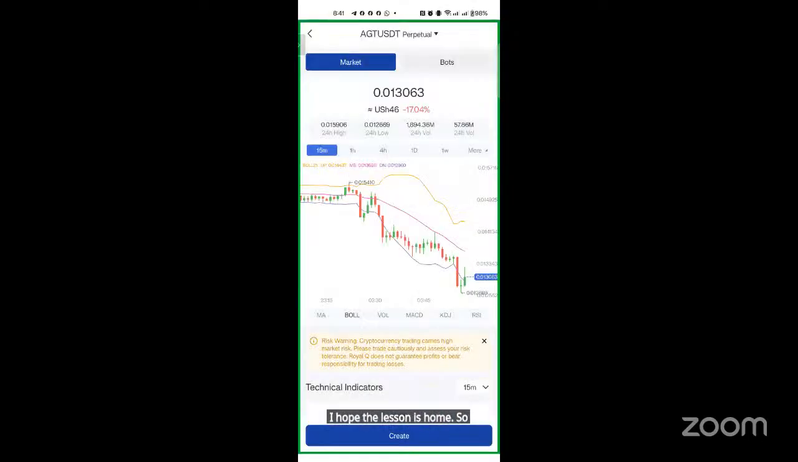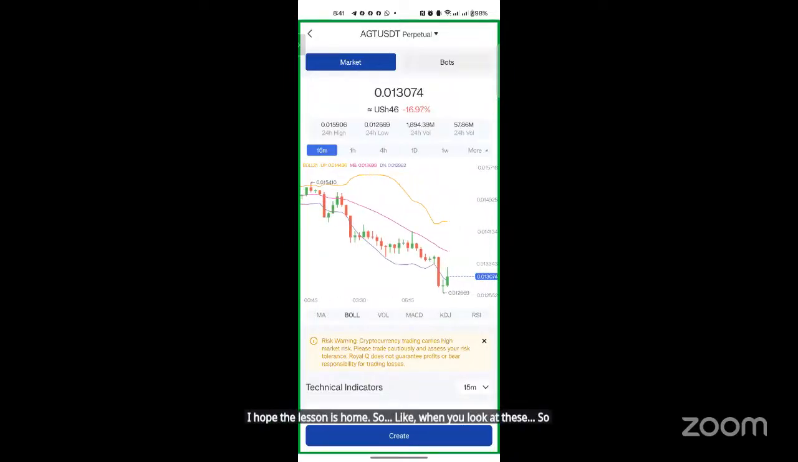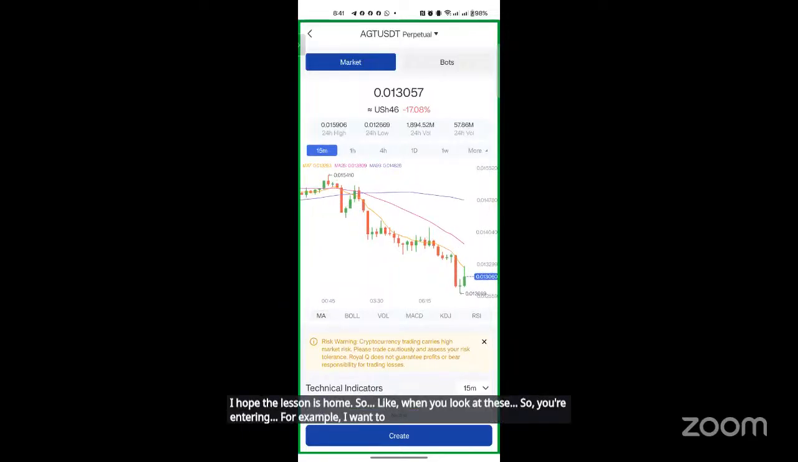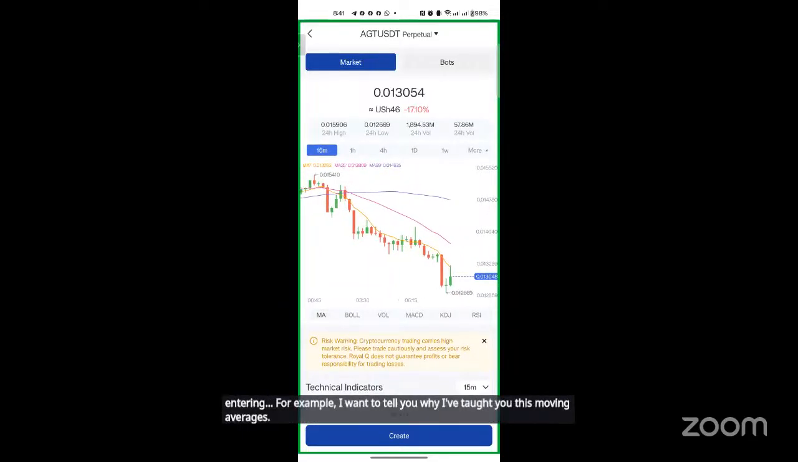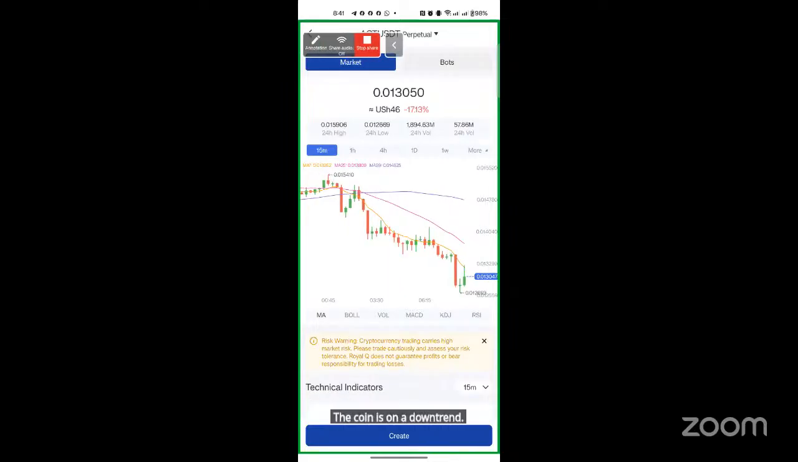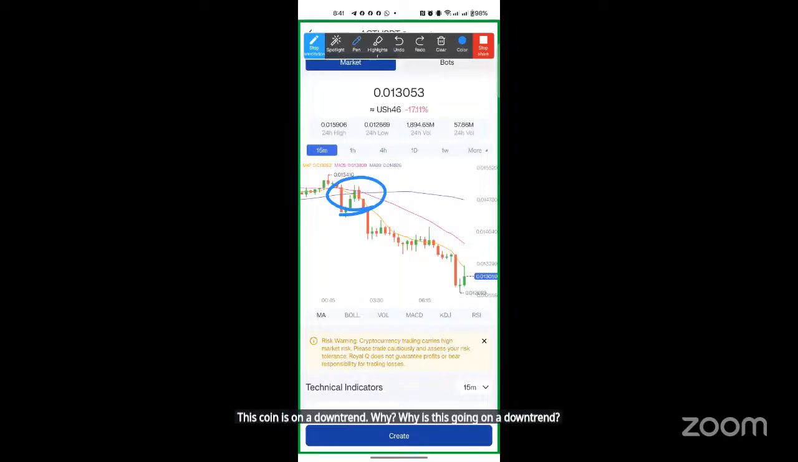So, when you look at this, your entry, for example, I want to tell you why I've taught you these moving averages. The coin is on a downtrend on AGT. This coin is on a downtrend. Why is this coin on a downtrend? Answers in the chat. Someone is saying, kindly assist me to set up a futures account. I think I've already provided a video for that. This coin is on a downtrend. Why? Because of the death cross.